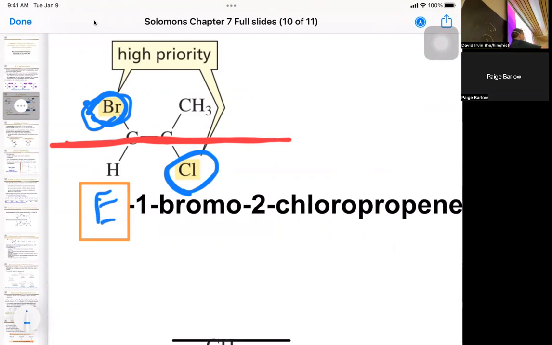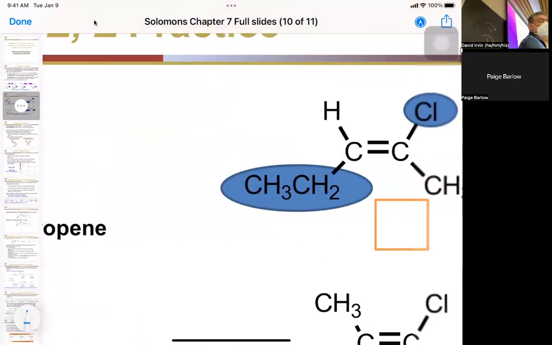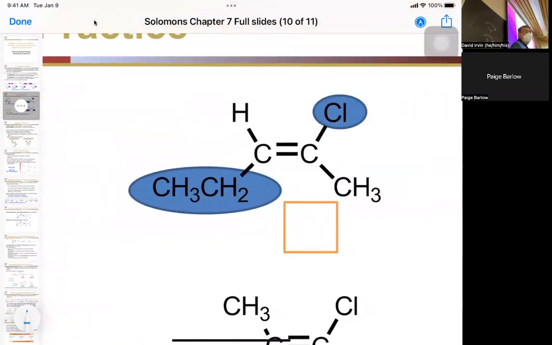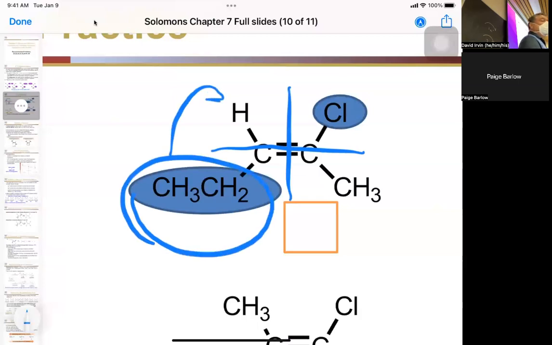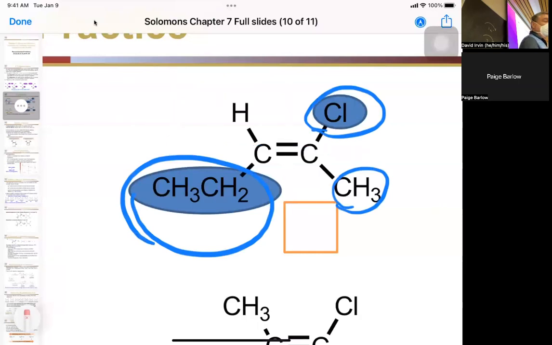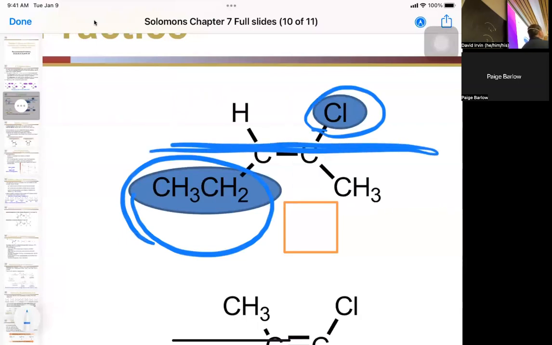Now, to practice, again, do the back of that nomenclature thing. You'll be able to practice this a lot. So let's look at this one over here. If we do the same thing here, we're going to look at this and then this. This is going to be the highest priority group because of rule number 1. This is going to be highest priority because of rule number 2. So we can then eliminate all of this and say, here's our line, here's our line. They're on opposite sides of the line. It is E.